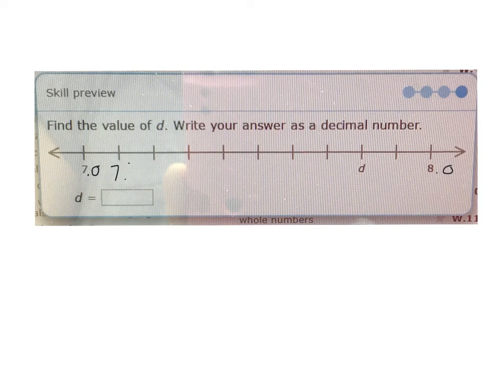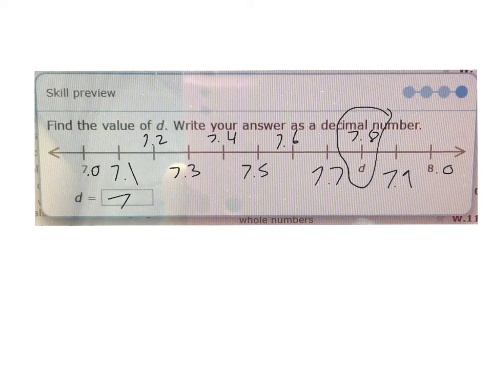7 and 1 tenth, 7 and 2 tenths, 7 and 3 tenths, 7 and 4 tenths, 7 and 5 tenths, 7 and 6 tenths, 7 and 7 tenths, 7 and 8 tenths, 7 and 9 tenths, and as we said, 8 or 7 and 10 tenths. Easy answer. D is 7 and 8 tenths. Okay, that's it for this section. Good luck.